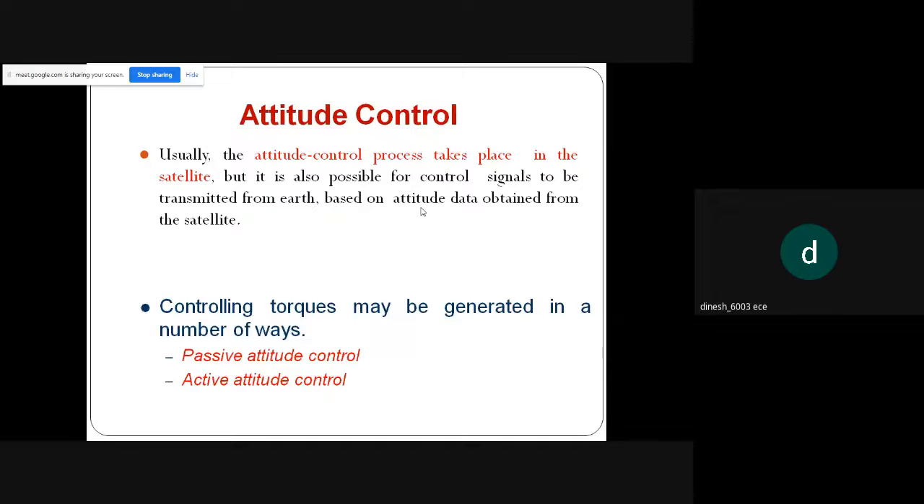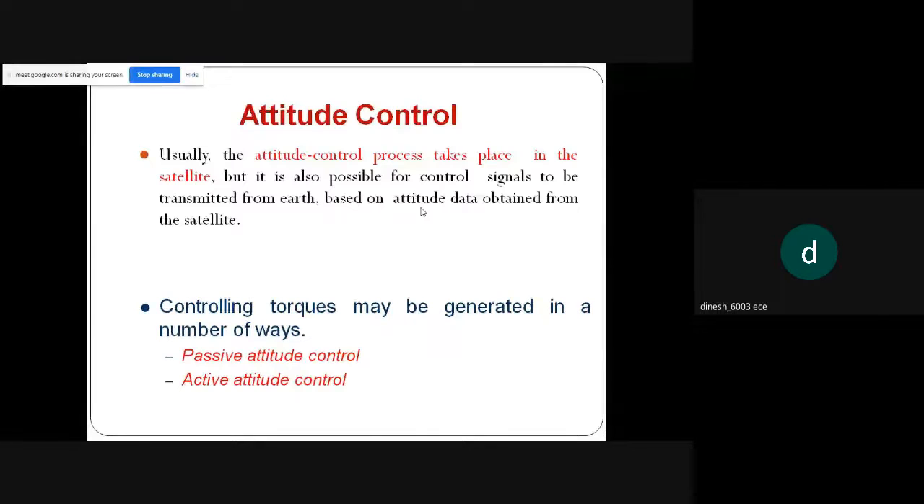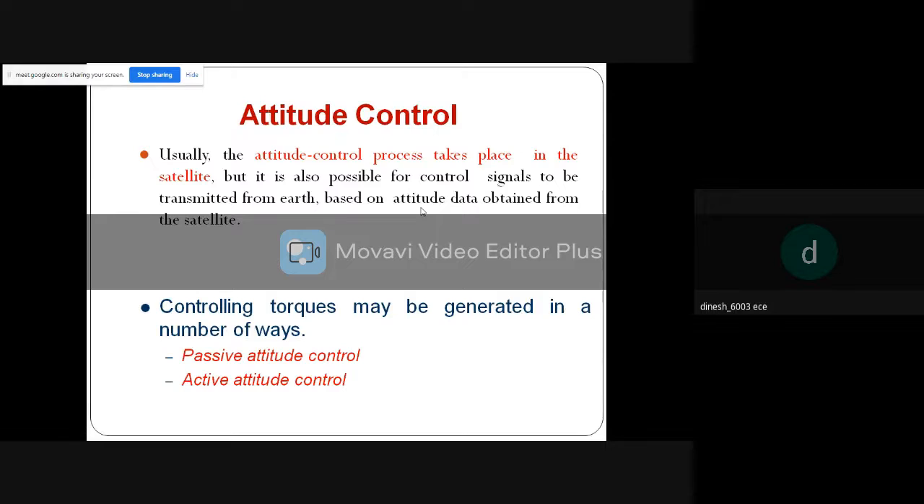So usually this attitude control process takes place in the satellite automatically, but it is also possible for control signals to be transmitted from Earth based on the attitude data obtained from the satellite. Okay, what I had said is an example of controlling from the Earth station, which is station keeping.